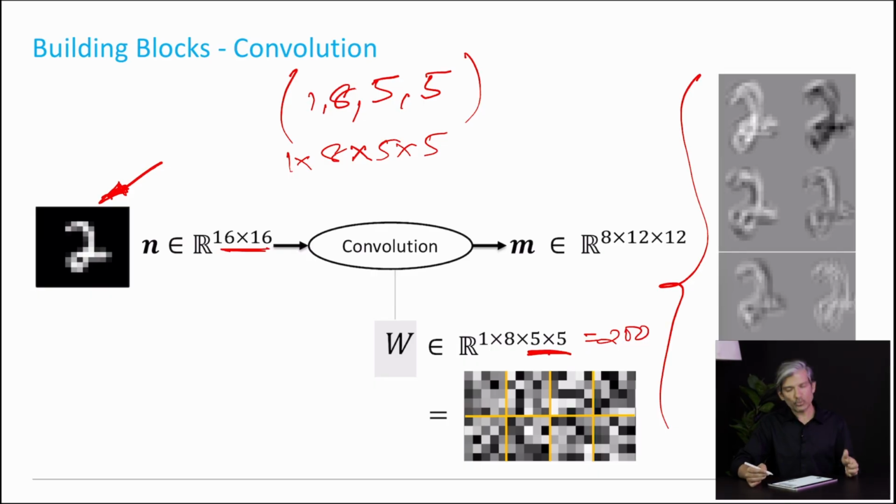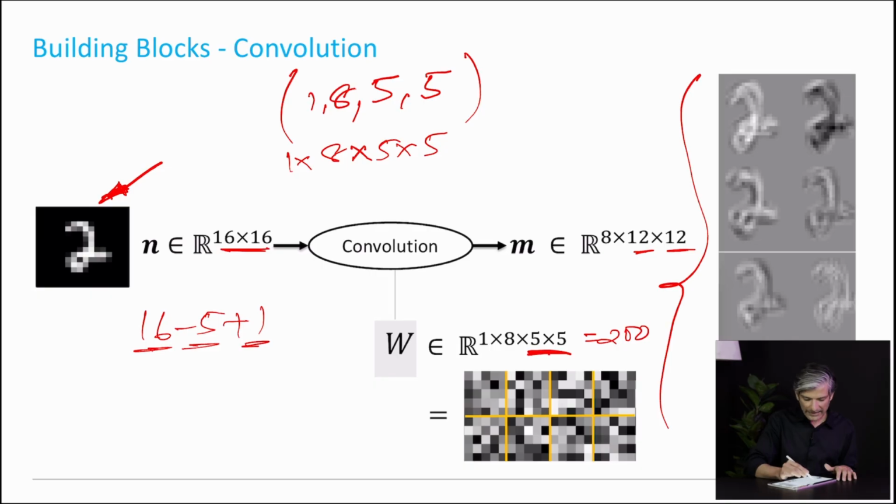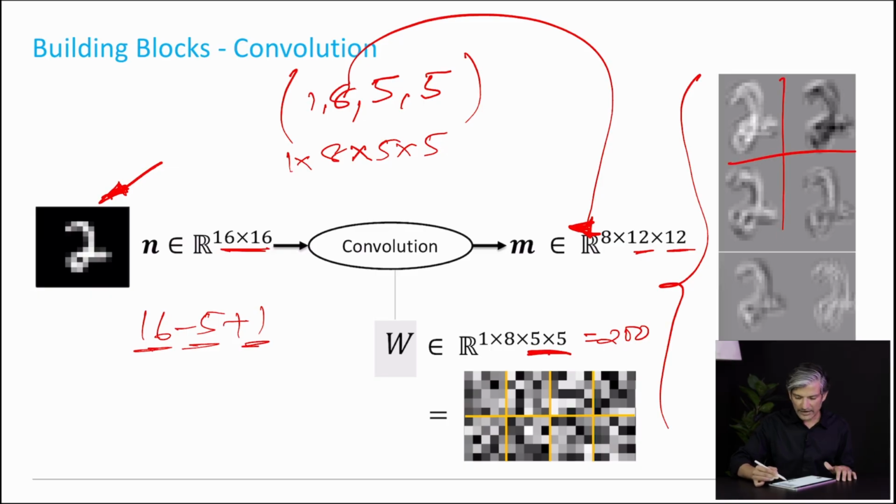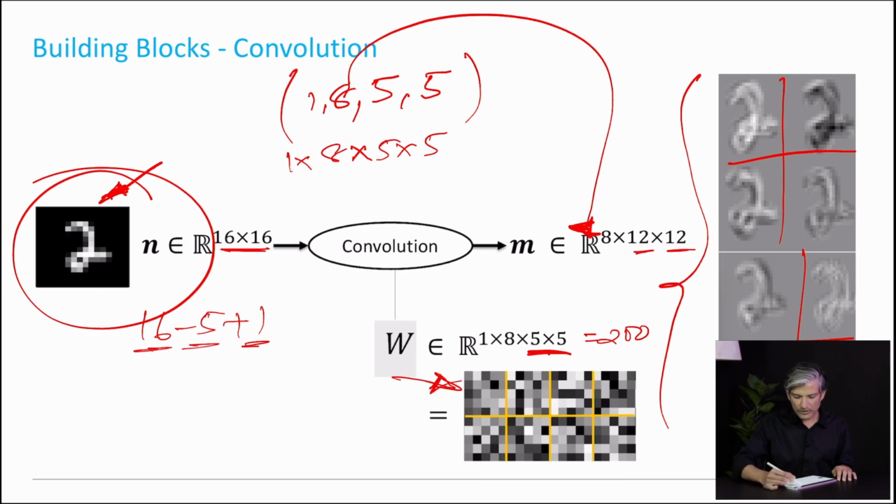And as output, what is the size of the output? Well, you remember the formula. It's 16 minus 5 plus 1: size of the image minus size of the kernel plus 1. So 16 minus 5 is 11, plus 1 is 12. So we get 12 and 12, and the 8 we get from here, because we chose how many output channels we want. These are the 8 channels, you see. When you actually convolve the input with these random weights, which look like this, you get these kinds of activation maps.